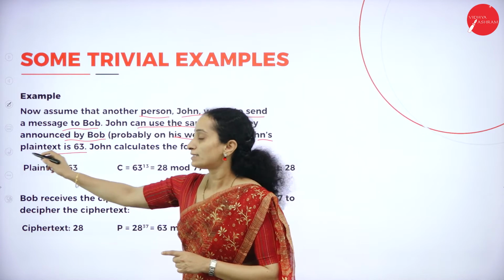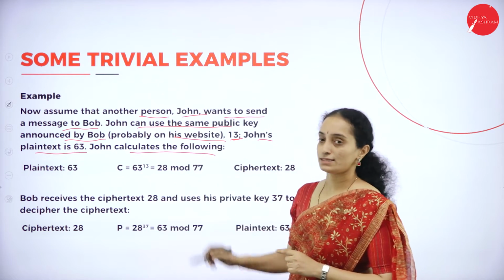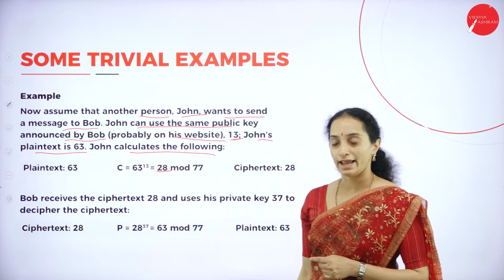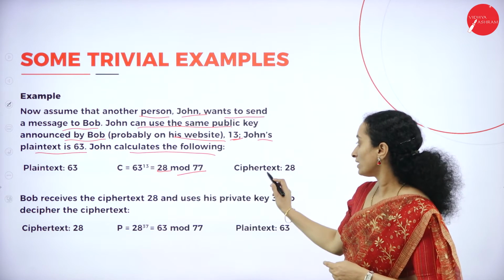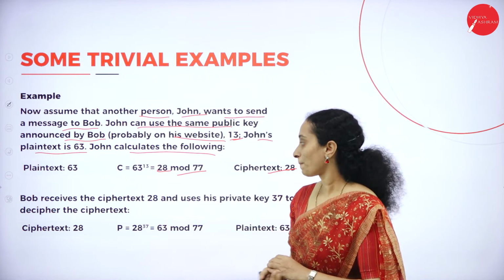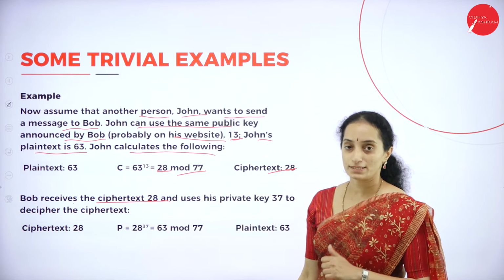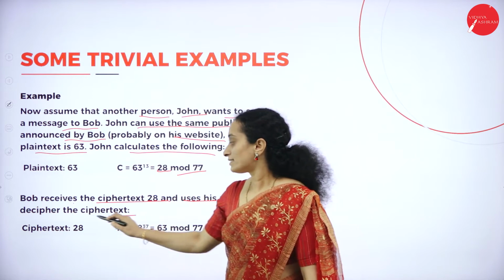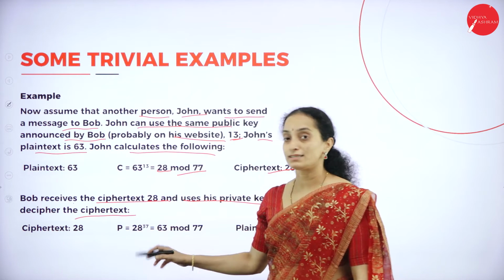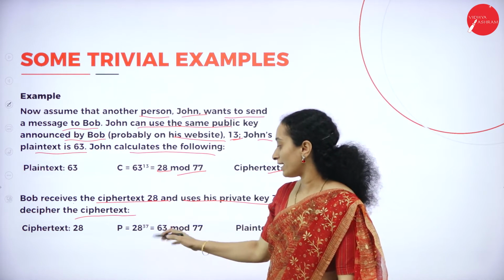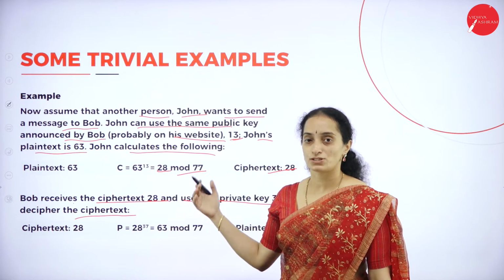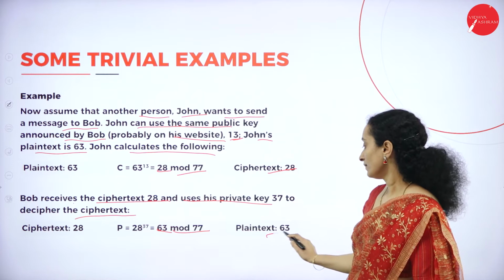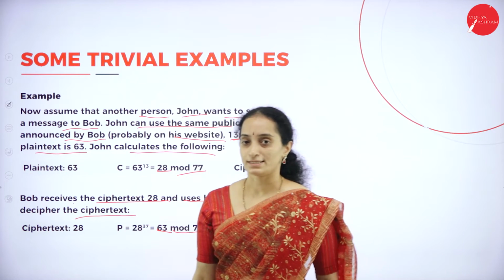John's plain text is 63. So John calculates 63 to the power of 13, which takes the value 28 mod 77. So we get the ciphertext 28. Bob receives the ciphertext 28 and uses his private key 37 to decipher it. It is not 28 to the power of 37, it is the exponential of 28 to 37 that gives you 63 mod 77. The plain text that is calculated is 63.